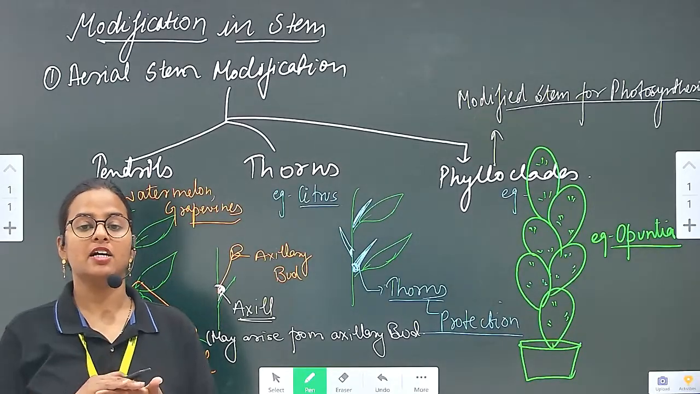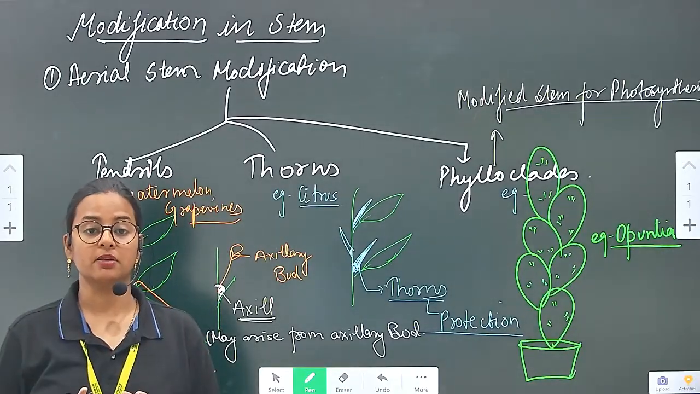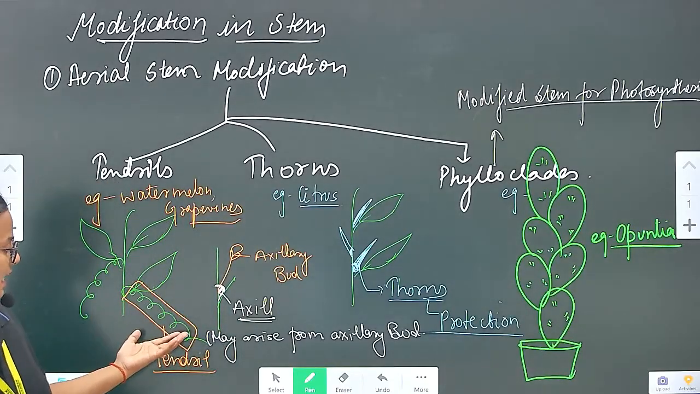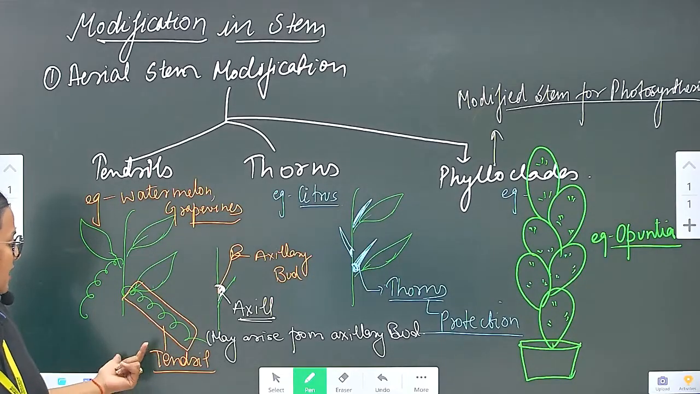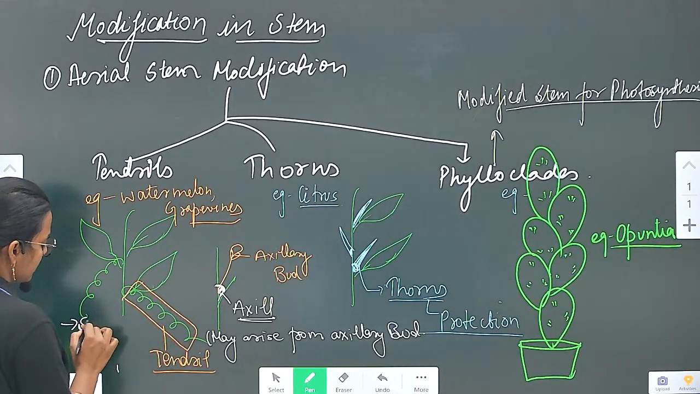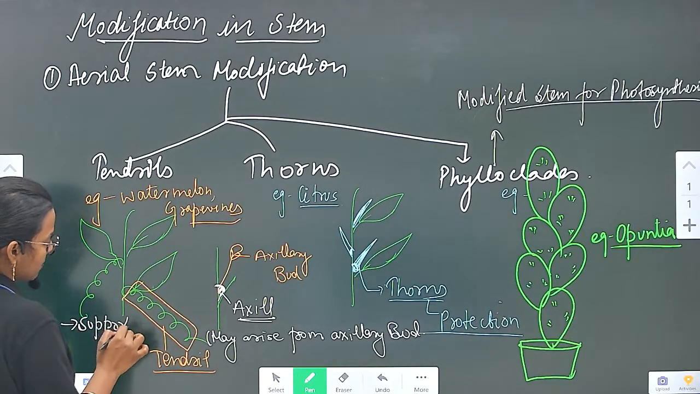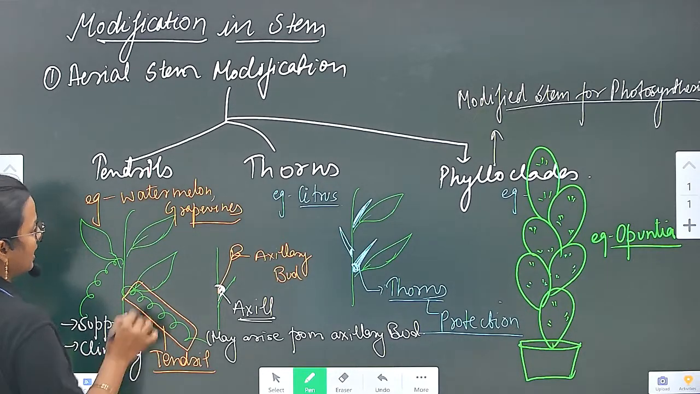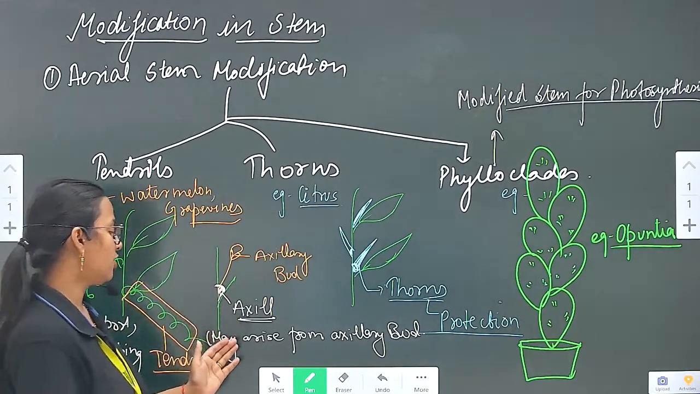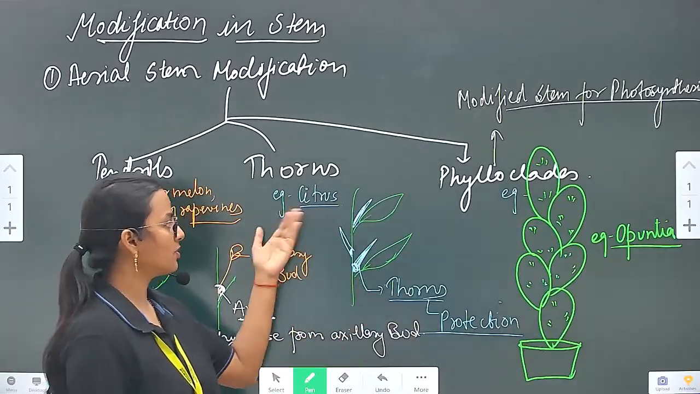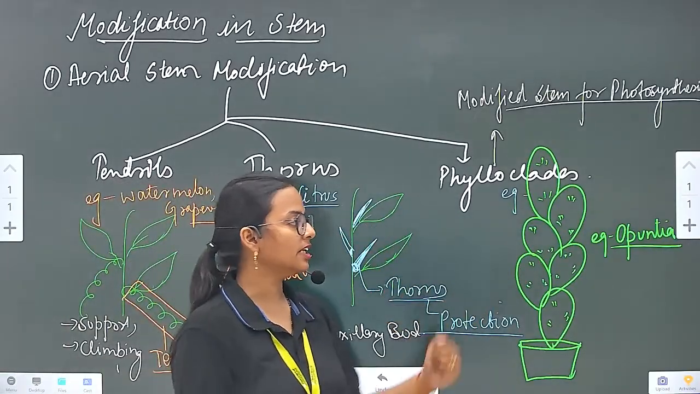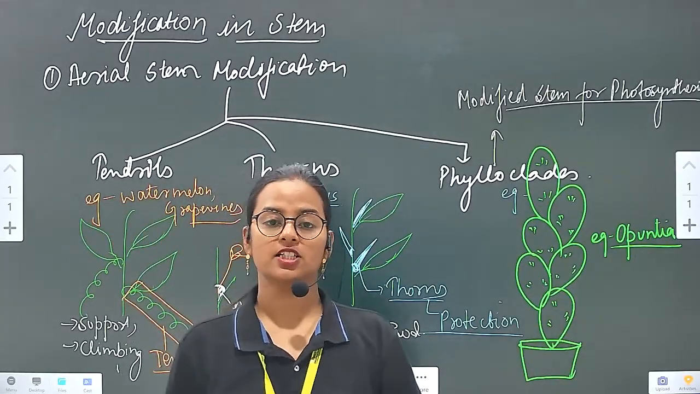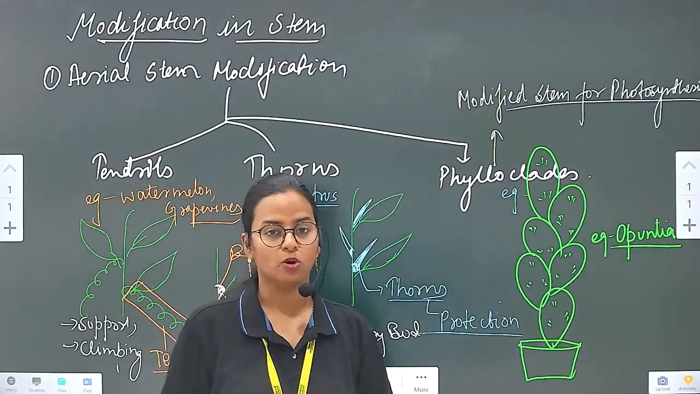Stems are the ascending part, so they are also growing upwards. So in the aerial region, they are modified for support and climbing. Tendrils are for support or simply for climbing in watermelon, grapevines, etc. Thorns are for protection, found in citrus. Phylloclades are seen in Opuntia. Is that clear? These are the aerial stem modifications that we have to study for morphology in flowering plants.